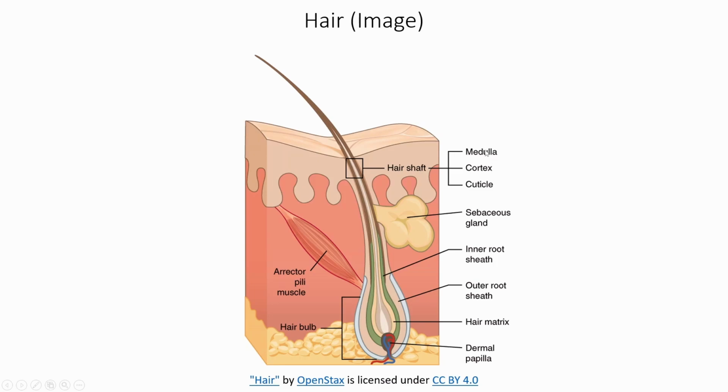You'll see cortex and medulla come back a few times, so you'll want to remember that the cortex goes over the medulla. The medulla's closer to the middle there. And as we go down, we also see there's an inner root sheath, an outer root sheath, and a hair matrix, where we're going to be creating the hair. So there are cells in here that actually produce more hair so that your hair can grow.